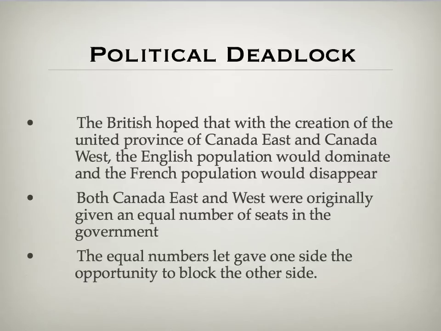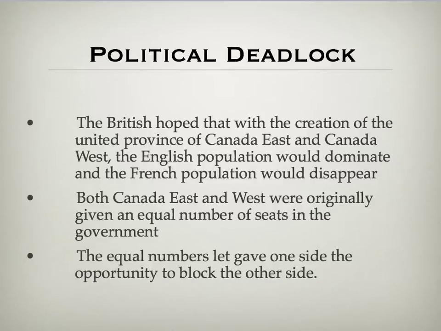Unfortunately, the English population did grow, but the French population did not disappear like the British originally hoped. And as a result, there was often political deadlock between the Canada East and Canada West government, because when one government was trying to pass a law, the other government would often vote and block it. And since there was an equal number of seats on both sides, neither could vote to pass a law without the support of the other side.